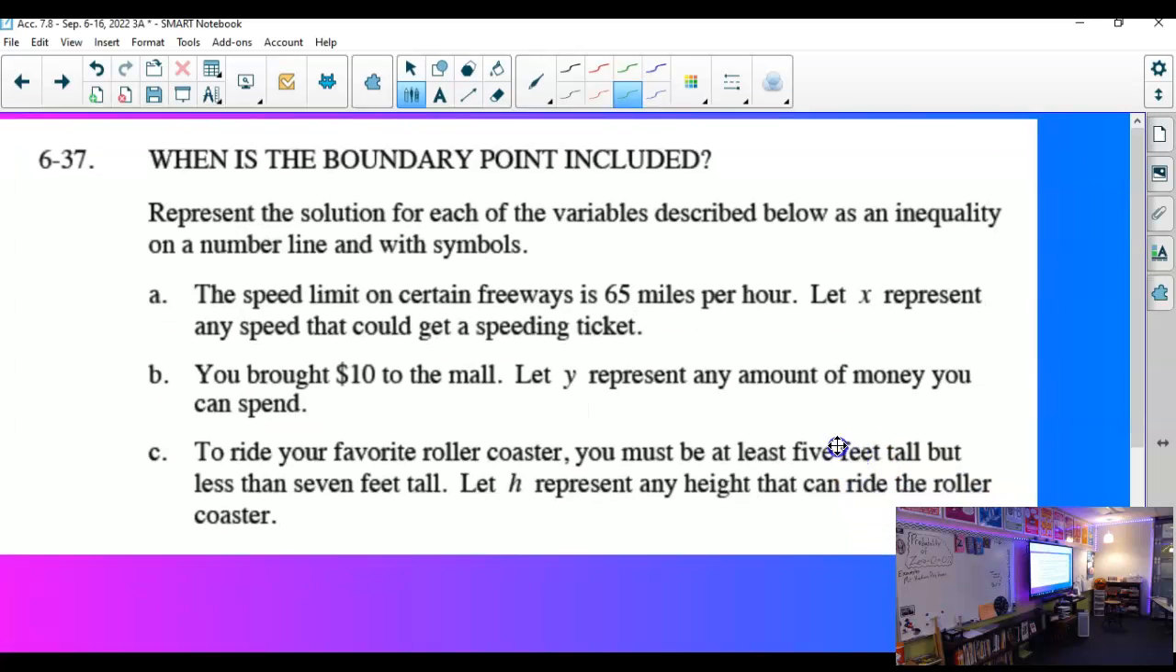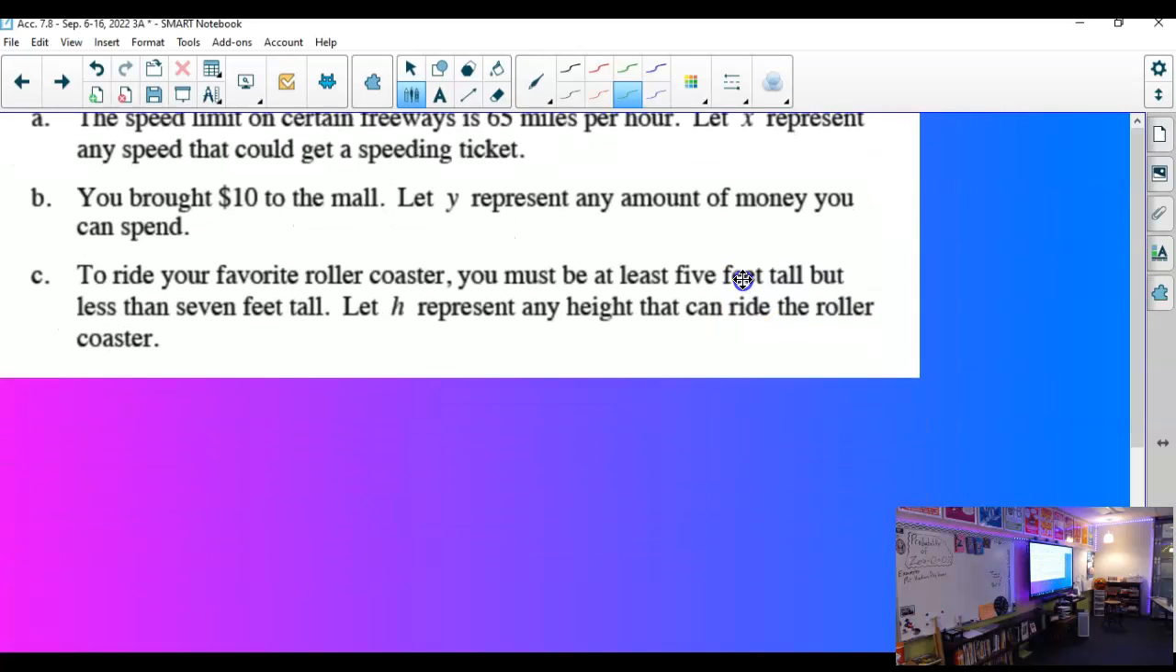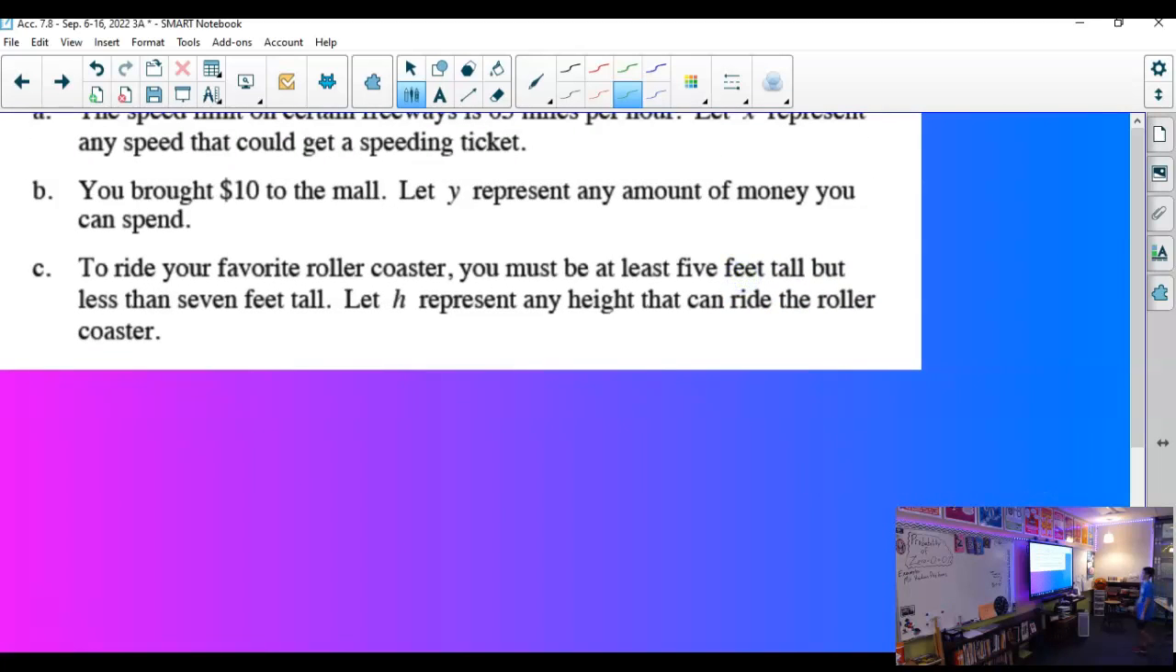B, Colin, do you want to come graph B for us? All right, Colin's going to graph B. And Caden, do you have any interest in C? I guess.